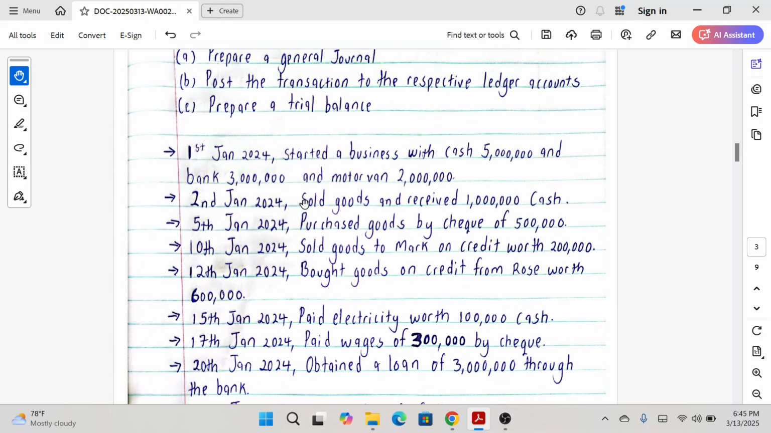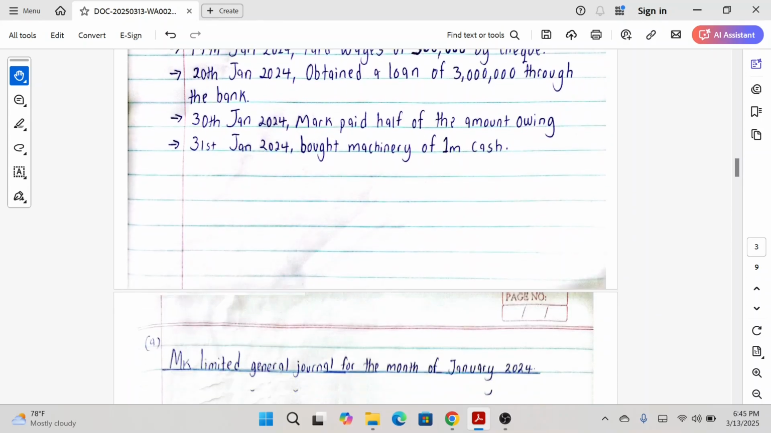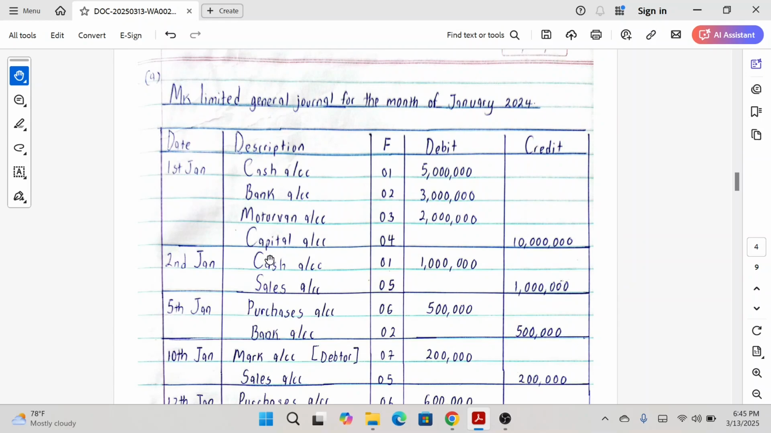2nd Jan 2024, sold goods and received 1 million cash. So what is happening? You can see that when they sell goods, I told you from the previous videos, sales is having a normal credit balance. So it increases from the credit side, and sales also can represent the revenue account, which brings in income to the company. And remember, incomes increase from the credit side. So this is what is happening.